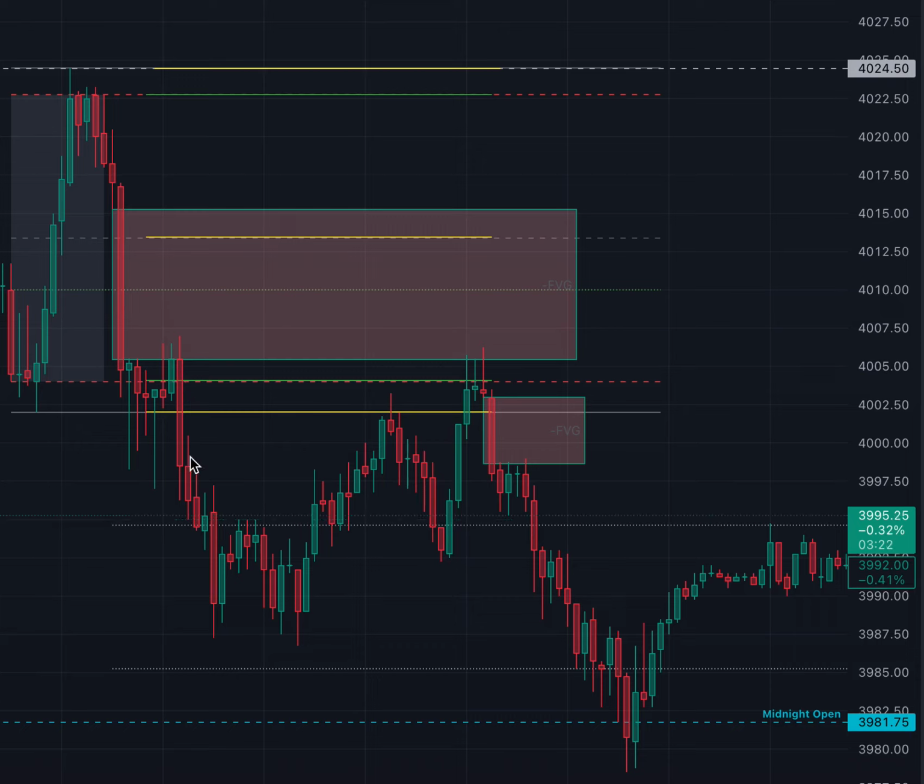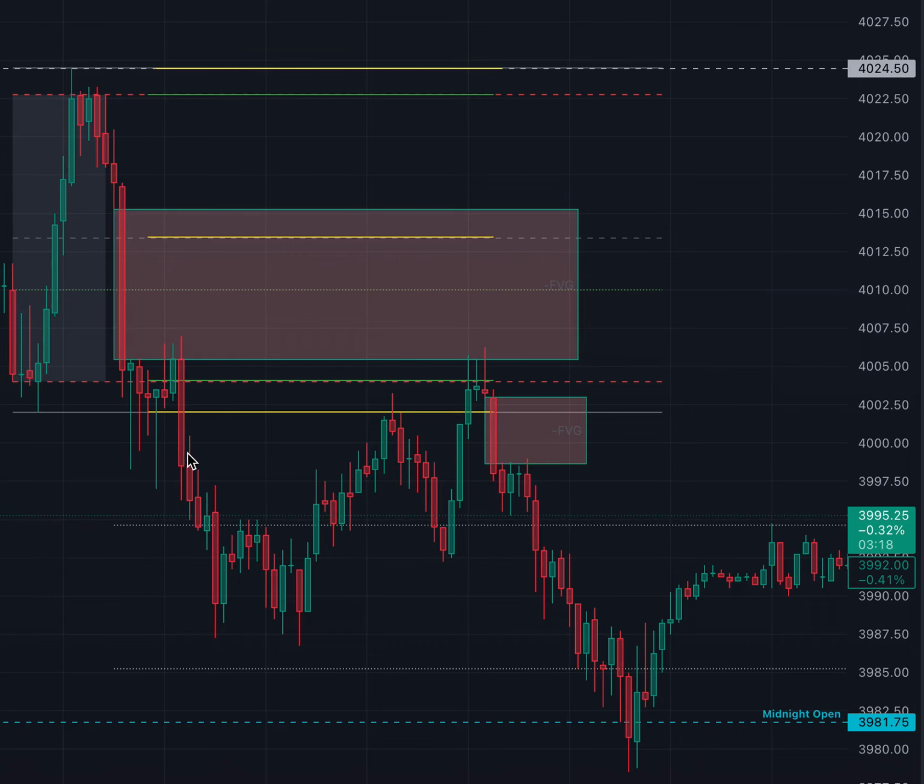My original take profit was 5 points. Once it moved down pretty quickly, I moved that take profit down to 10 points. My stop loss was 2 ticks above the top of this candle, which is about 4,007.5. But again, 10 points, really easy.